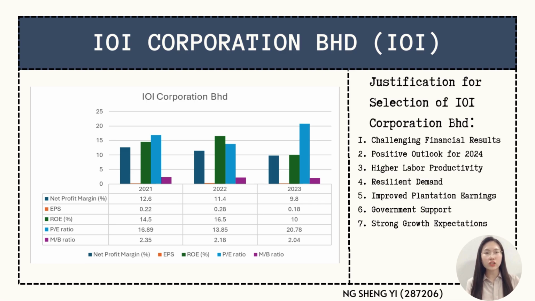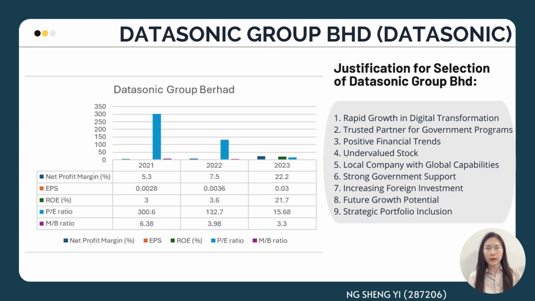Despite recent financial challenge, IOI Plantation divisions show positive 2024 prospect with higher palm fruit production and improved specialty fat and oil demand. Increased FFB production and a lower cost structure enhance operating profit, while strong government support for technology boosts future growth potential. Next is Datasonic Group Berhad.